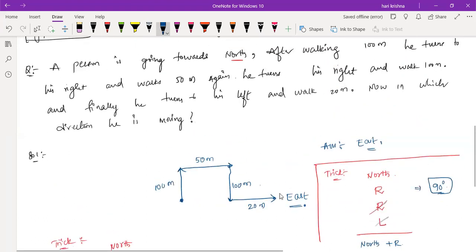Did you understand the trick or not? Yes, sir. You can solve by this method also. This is the complete method. But if you want to solve the given problem in less time, whenever they're asking only which direction is he facing or which direction is he moving, only the direction they are asking, now you can solve it this way. You don't want to calculate all the things.